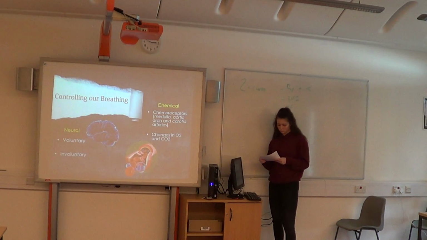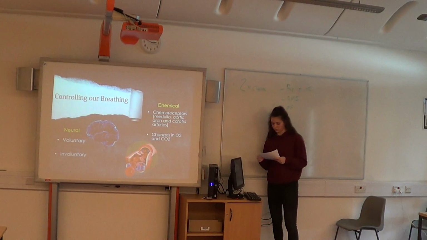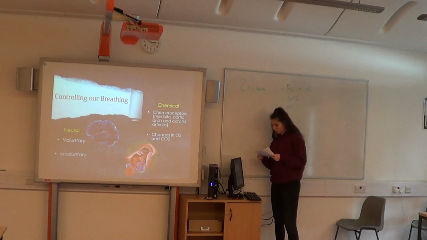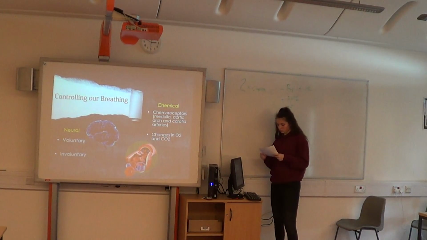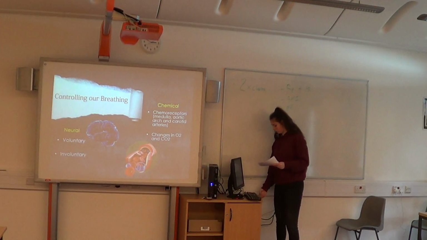And then neural, we can have voluntary or involuntary. So voluntary control occurs in the cerebral cortex of the brain, whilst the involuntary is in the medulla, and it's responsible for the rhythm generation. Within neural control, the changes in breathing are detected by receptors in the lungs, and the brain then sends nerve impulses to the respiratory muscles, where the frequency of breathing is controlled.